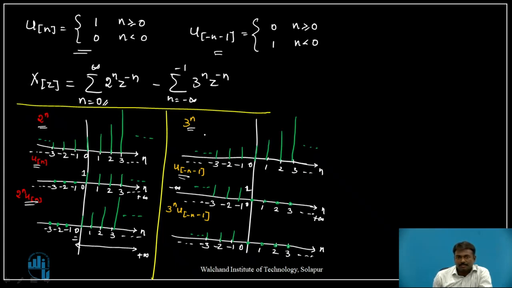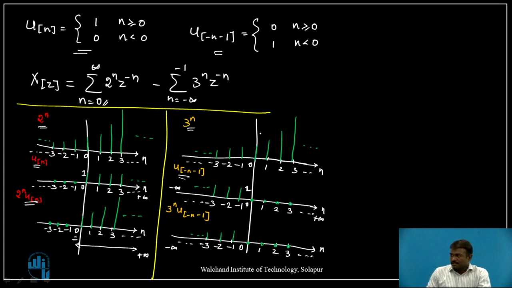So when we perform the multiplication between 3 to the power n and u of minus n minus 1, we get the resulting signal as shown in this graph here. For n equal to 0 to plus infinity, the signal 3 to the power n u of minus n minus 1 is equal to 0, whereas on the left side, from n equal to minus infinity to minus 1, 3 to the power n u of minus n minus 1 is equal to 3 to the power n, because 3 to the power n is being multiplied with u of minus n minus 1, that is 1. Therefore, you will get the resulting signal 3 to the power n here.